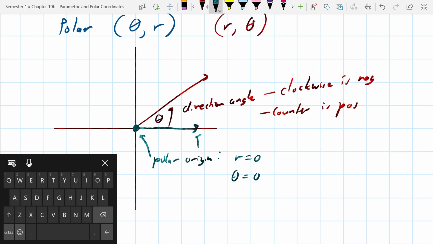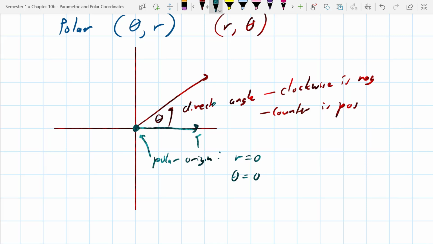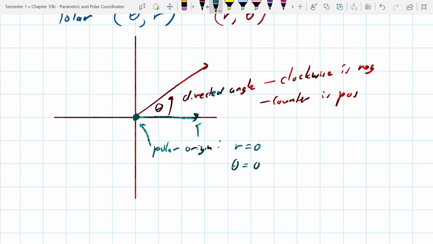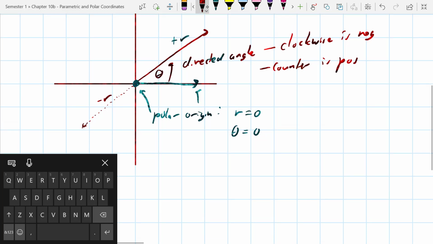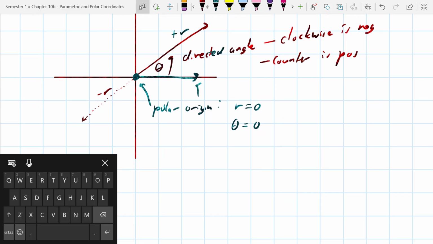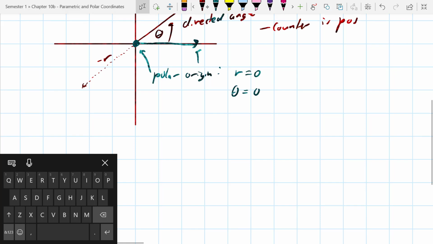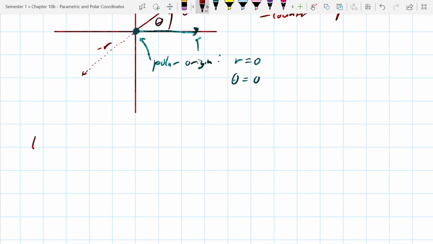Now, my directed angle is also determined by a radius. So if I look, I've got a positive radius wherever that is, and we also now can have a negative radius, which would occur basically 180 degrees, or pi radians on the other side. So wherever my angle is, you can have both a positive and negative radius. This day is going to be relatively easy. You just have to kind of learn a new system here.